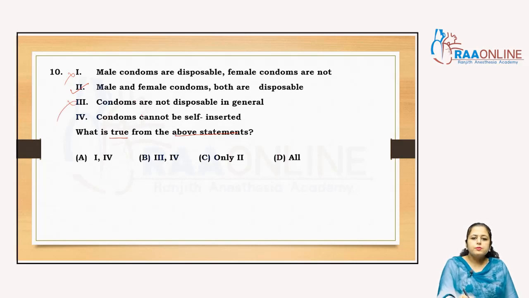Wrong. Condoms cannot be self-inserted. Wrong. So only 2 is correct and all the others are incorrect. So we have to choose the true statement, that is only 2. The answer is C.